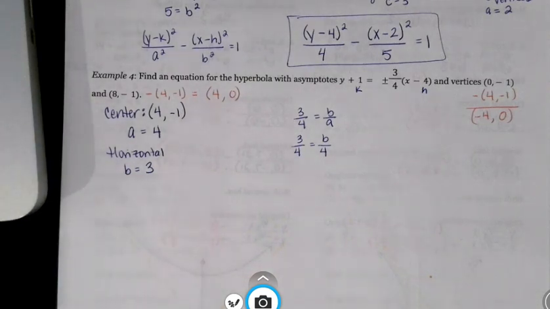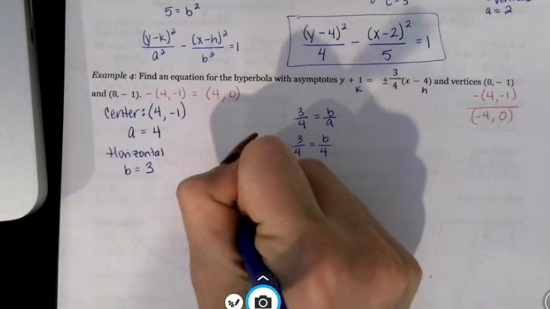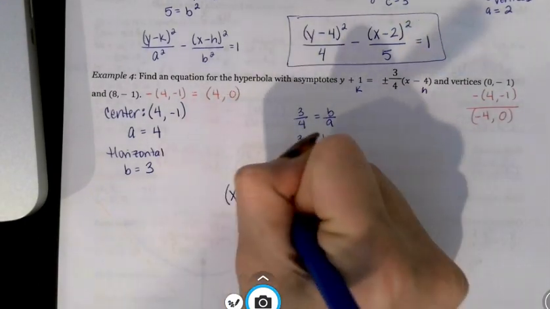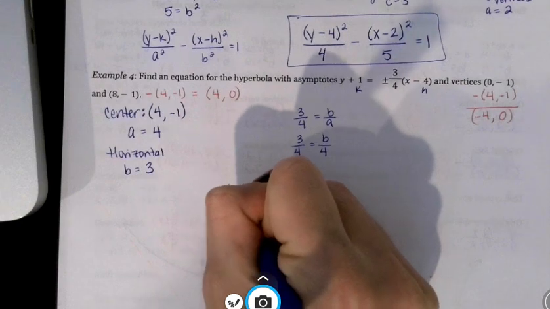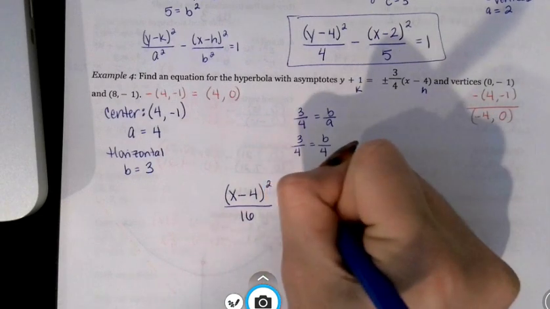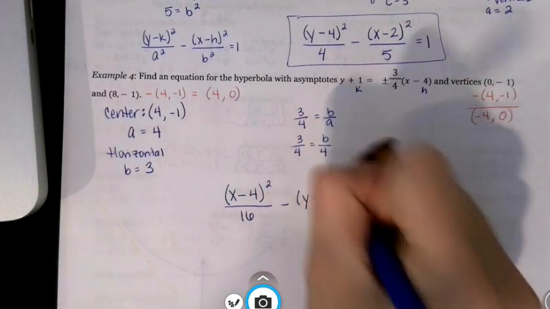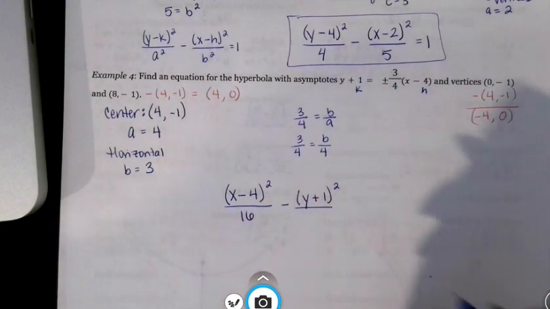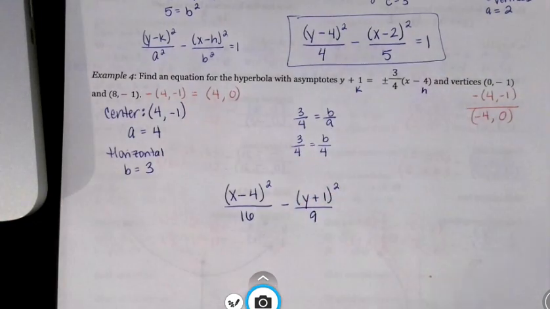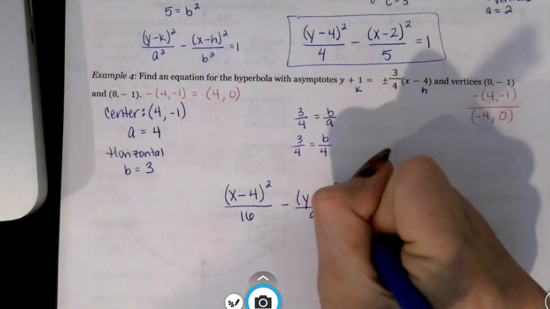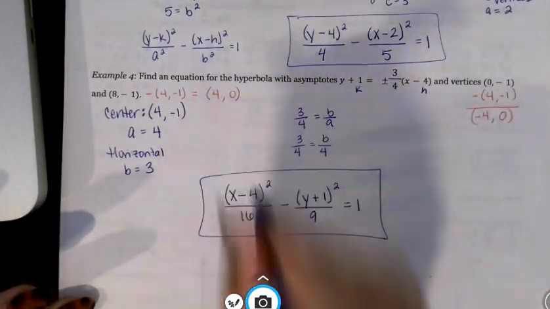Now I have enough to write my equation. So since I'm doing a horizontal hyperbola, I have x minus my h, which was 4, and that's going to be all over a squared. Since a was 4, 4 squared is 16. Then I have y minus k. Since k was a -1, it would turn into y plus 1, because when you subtract a negative, it turns to addition, over b squared. b is 3, so when you square it, you get 9, equals 1. And that is our equation.